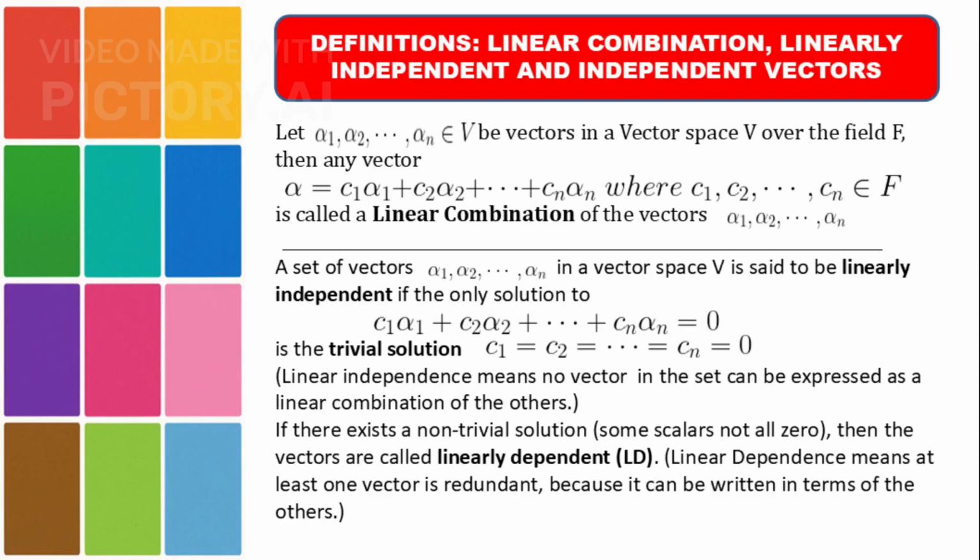In linear algebra, a linear combination of vectors is an expression constructed from a set of terms by multiplying each term by a constant and adding the results. A set of vectors alpha1, alpha2, ..., alpha n in a vector space is linearly independent if the only solution to the linear combination is the trivial solution, where all coefficients are 0. If there exists a non-trivial solution, the vectors are linearly dependent. Understanding these concepts is crucial for analyzing vector spaces.